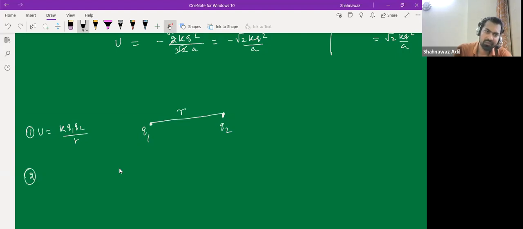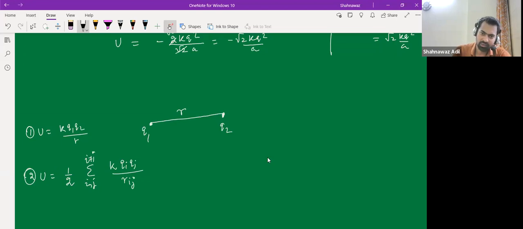And then if we have numerous charges, then the potential energy would be the summation over i, j, with i not equal to j. And then this is what? K we can take outside, but q_i q_j divided by r_ij. So this is the potential energy due to different multiple charges.